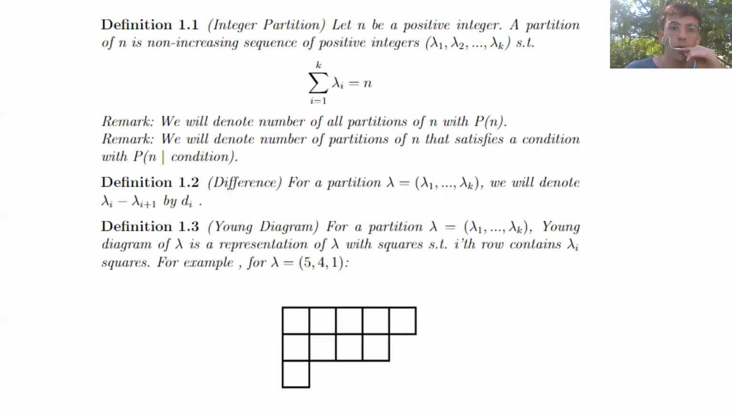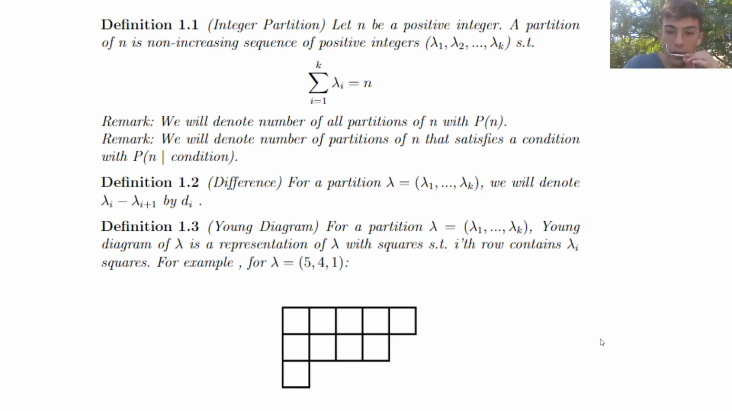Let's start. What is an integer partition? An integer partition of a positive integer n is a sequence of positive integers, lambda 1, lambda 2, up to lambda k, such that their sum is n. And we will denote the number of all partitions of n with p(n).